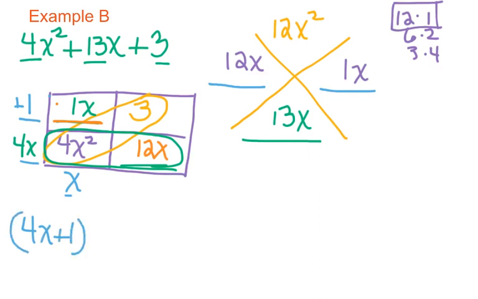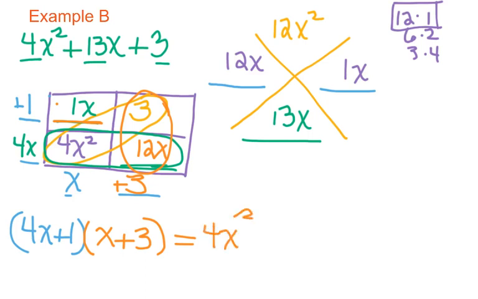Now I have to figure out the other side. So I ask myself, what do I multiply 4 by to get to 12x? Or what is the greatest common factor between 3 and 12x? Well, that answer is 3. And I can verify that because 3 times 4x gives me 12x. So either way I do it is fine. So I know it's plus 3. So my second factor is x plus 3. And now I know that it equals 4x squared plus 13x plus 3.